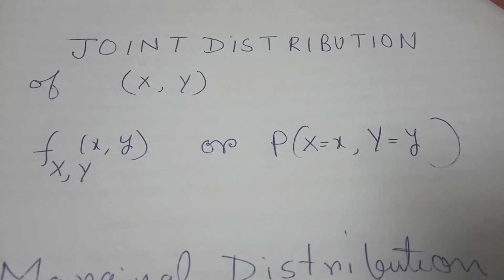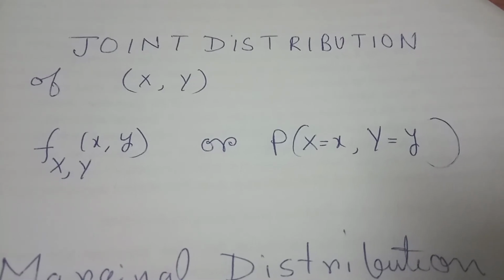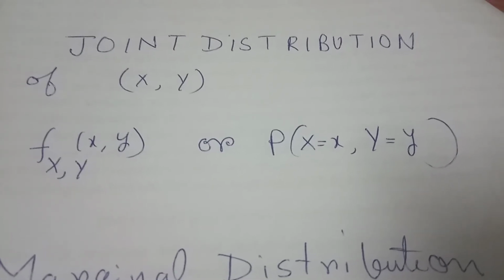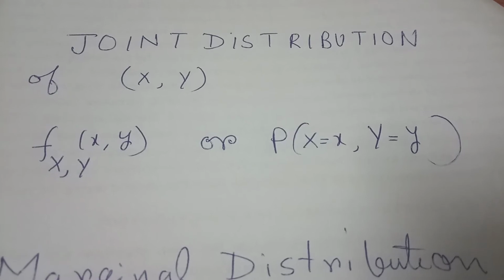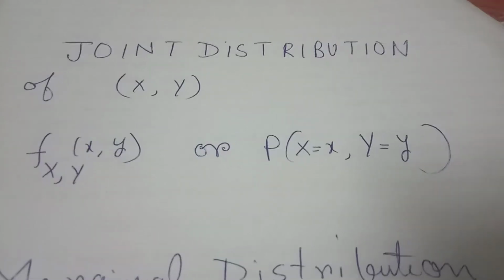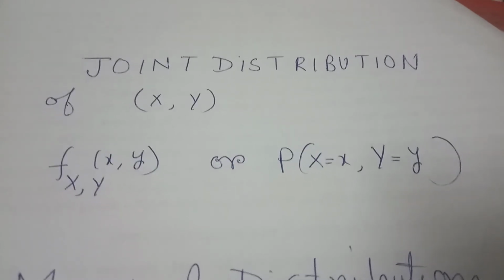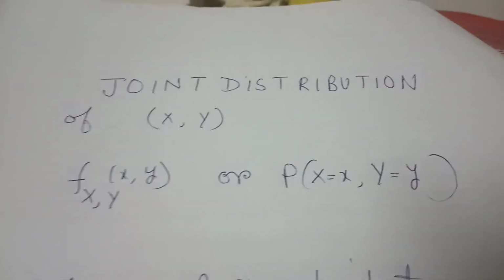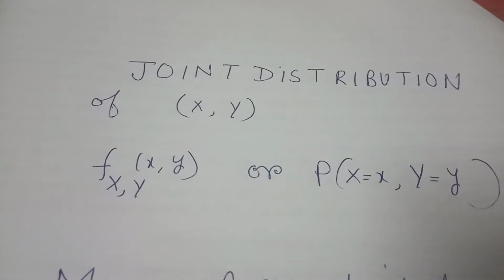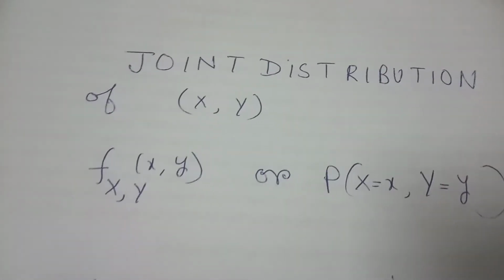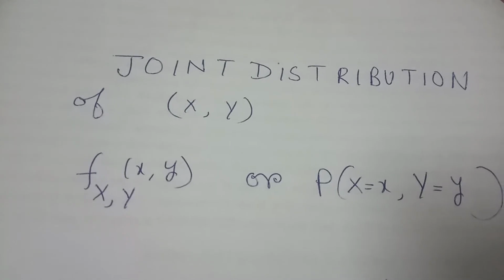So let us just recall, the joint distribution refers to the probability distribution of two random variables observed together. Suppose X represents height and Y represents the weight of a person. So this is like studying the probability of two variables simultaneously, the height and weight of each person.